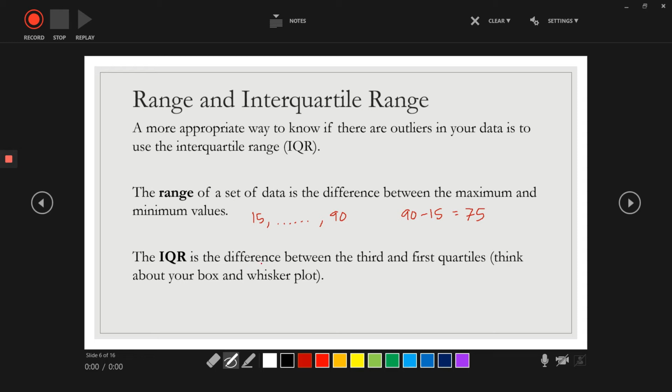Interquartile range is the difference between the third and first quartiles, right? So let's say you had your box and whisker plot that you made with your 5-number summary, right? So you have your minimum, your first quartile, your median, your third quartile, and your max. So the interquartile range is third quartile minus first quartile, okay? So it's telling you how much data is inside the box in the box and whisker plot.